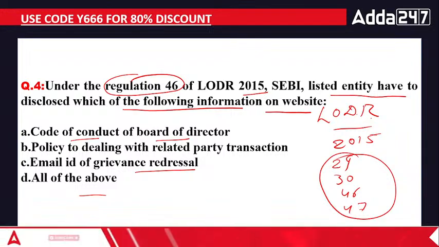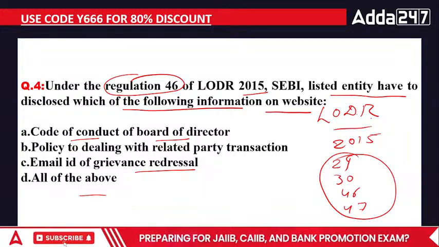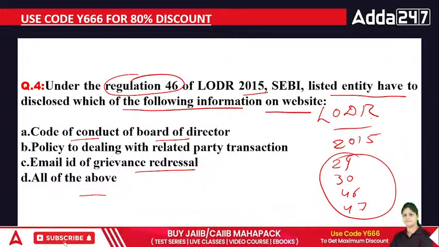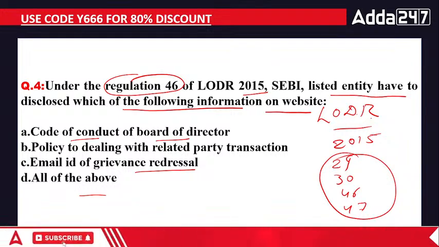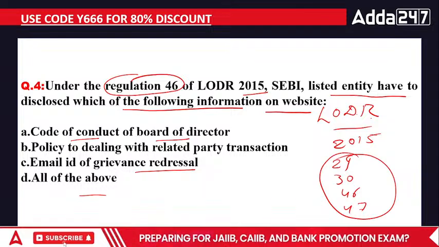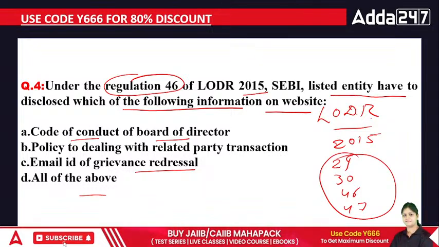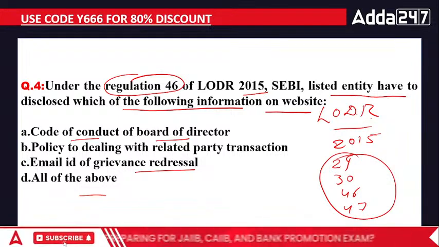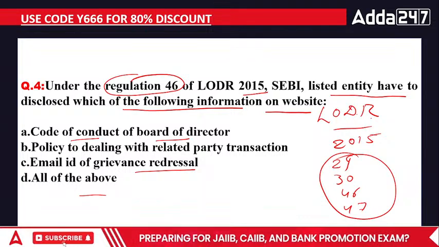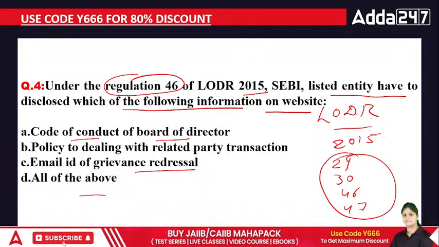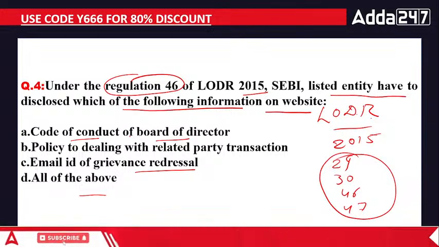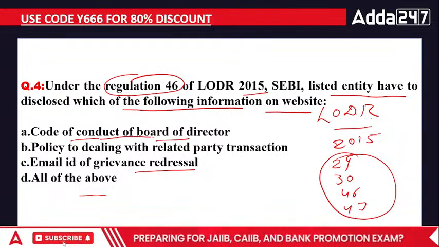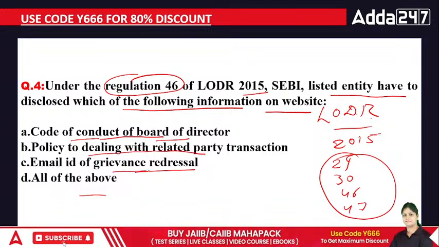So what is the right answer here? What can be the right answer under this regulation, LODR 2015? Which of the following information should be displayed on the website? A is code of conduct of board of directors, B is policy for dealing with related party transactions, C is email ID of grievance redressal.